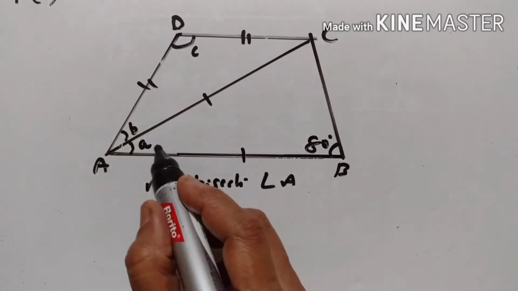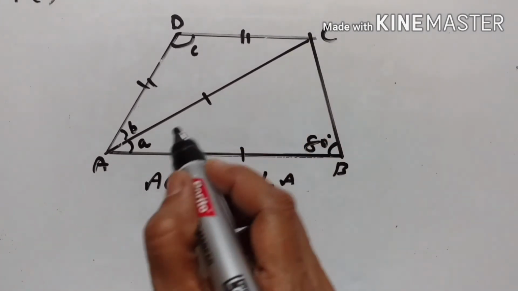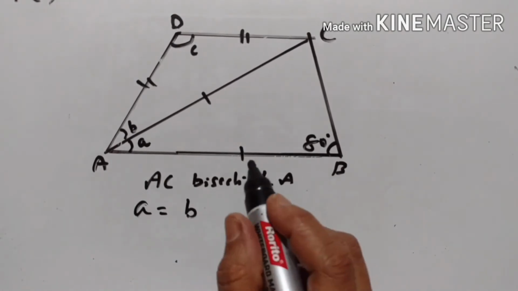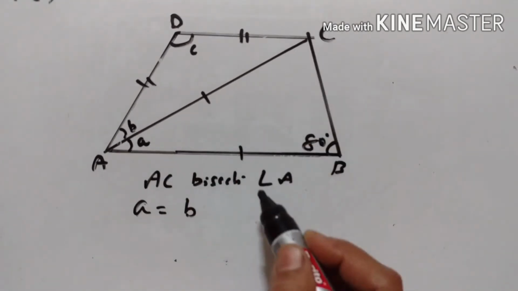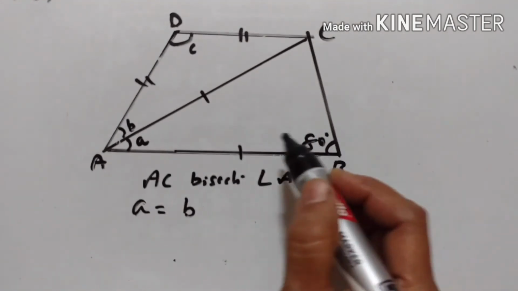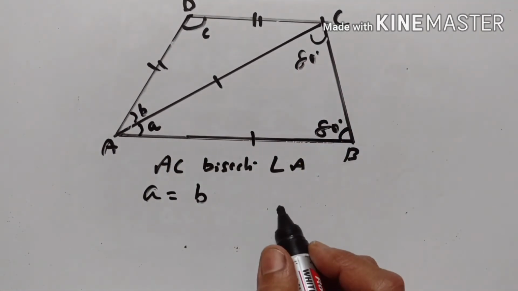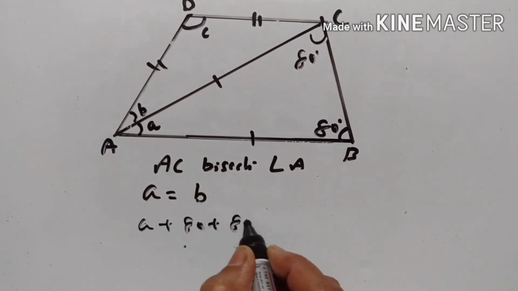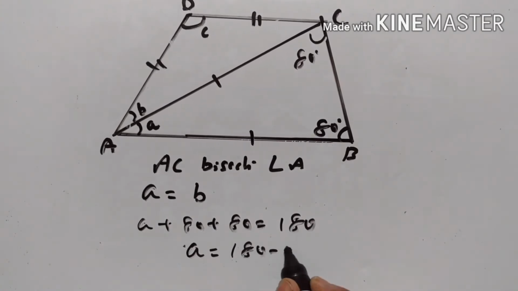Here we have to find the values of A, B and C. It is given that AC bisects angle A. AC bisects angle A means A is equal to B. Now in triangle ABC, AB is equal to AC. If angle ABC is equal to 80 degrees, then angle ACB is equal to 80 degrees. Sum of the angles of a triangle is equal to 180. Therefore A plus 80 plus 80 is equal to 180. Therefore A is equal to 180 minus 160. Therefore A is equal to 20 degrees.